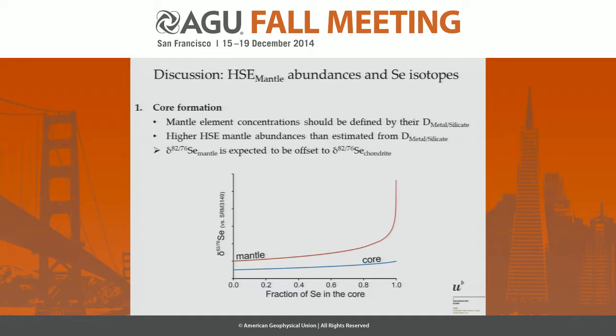So here you can see just a Rayleigh fractionation model. So here you can see the selenium isotopes on the y-axis as a function of how much of the selenium is going into the core.